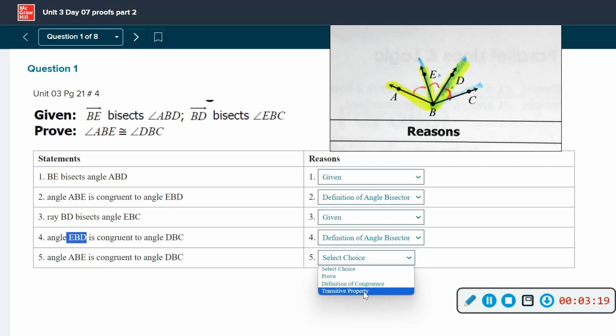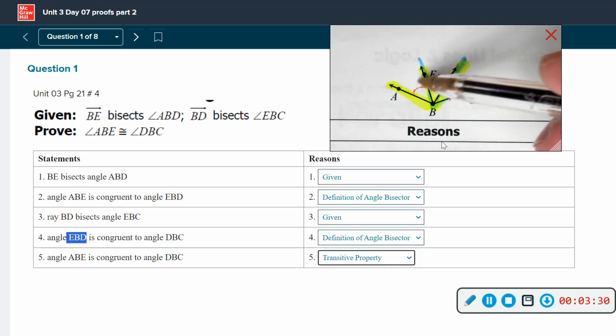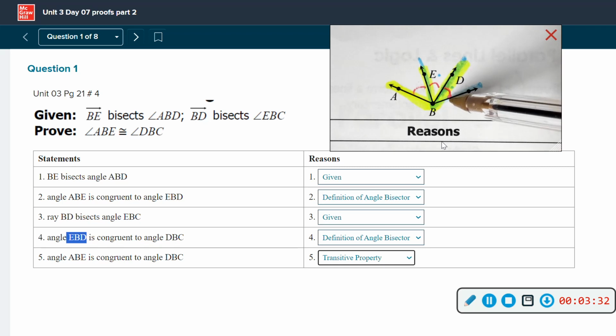Transitive would be the better choice. And hey, look, that's the only choice that we have. Prove is never a reason. So transitive property would be it, where you're cutting out the middle man. And that works with what we labeled, single angle equal to single angle. So that's perfect. And now let's go ahead and go to the next problem.